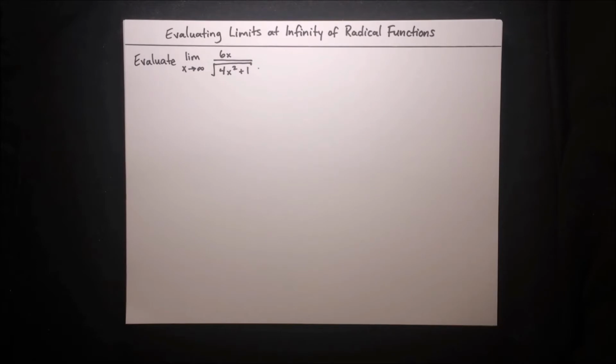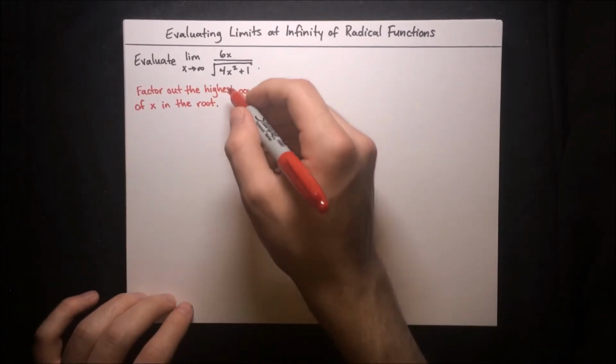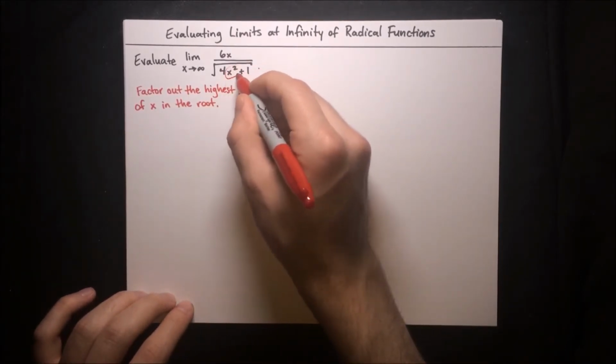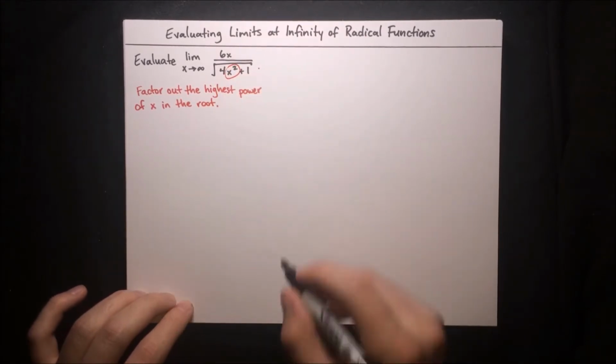Now think back to what we do in this situation when we have a rational function. For a rational function, we divide by the highest power of x in the denominator. Well, for radical functions, it's pretty similar, except the rule is that we factor out the highest power of x in the root. Let's go ahead and write that down here. So what's the highest power of x in the root? Well, it's the only power of x in this one. It's the x squared over here. So we'll go ahead and factor that out.